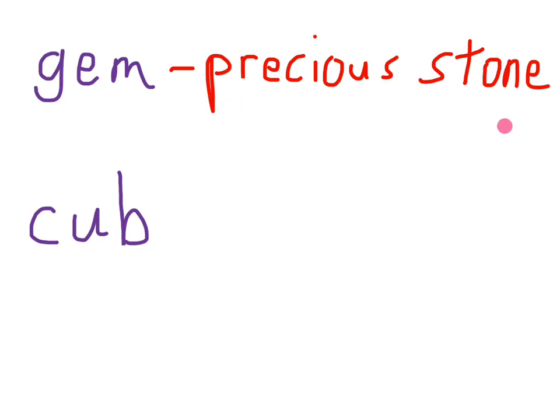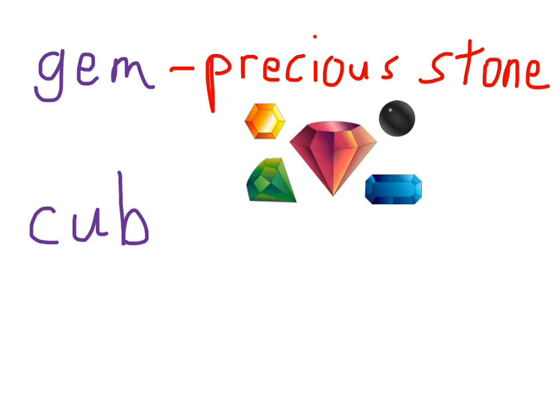A gem is a precious stone, meaning like diamonds or emeralds or rubies, something that could be shined up and polished and used in jewelry is called a gem.